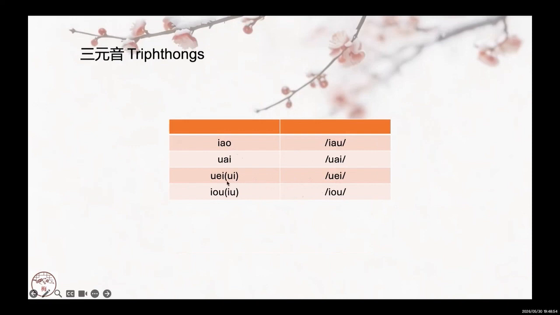So actually for the third one, the fourth, because the middle vowel, we pronounce it very lightly. So in spelling, we omit it. So three vowels becomes two vowels in spelling. But when we pronounce it, we still pronounce the middle one, just a little bit lighter.